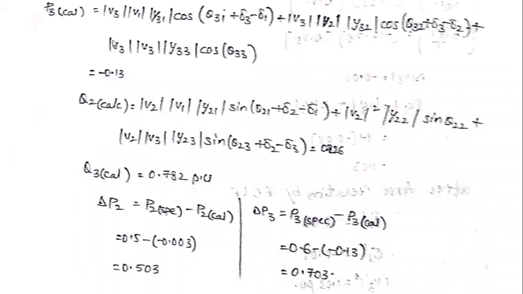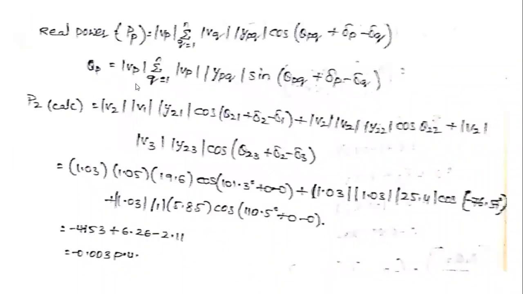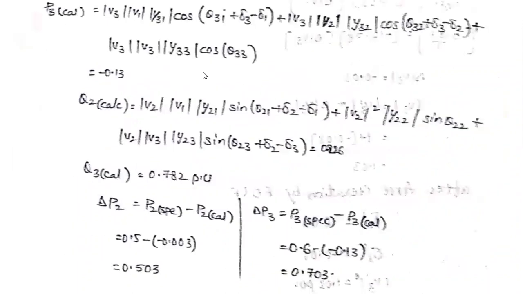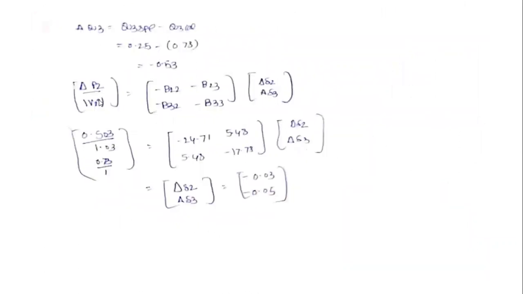Next calculate the P2, P3, Q2, Q3. Then calculate delta P2, that is the change of active power at bus 2. Next, the change of active power at bus 3. Next, calculate the delta Q2 and delta Q3, that is the change of reactive power at bus 2 and the change of reactive power at bus 3.